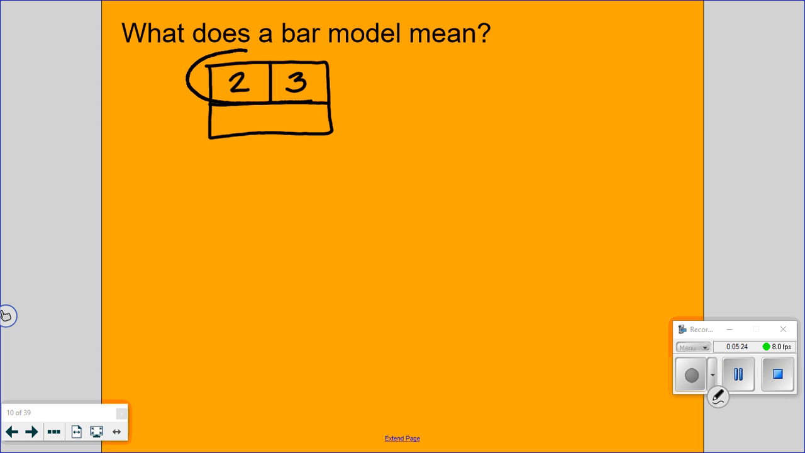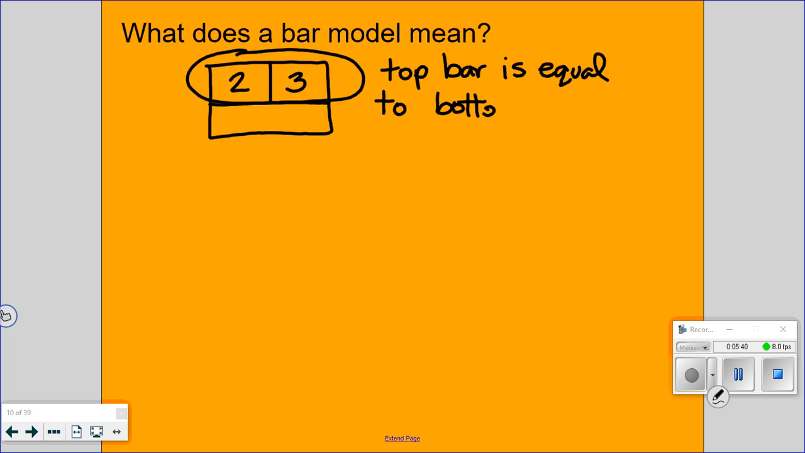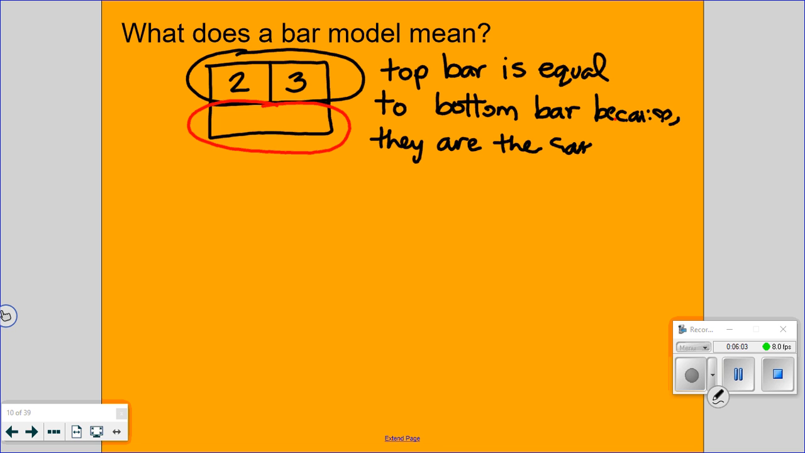We're going to circle the top bar. Top bar is equal to bottom bar, it's this bar right here, because those bars are the same length.